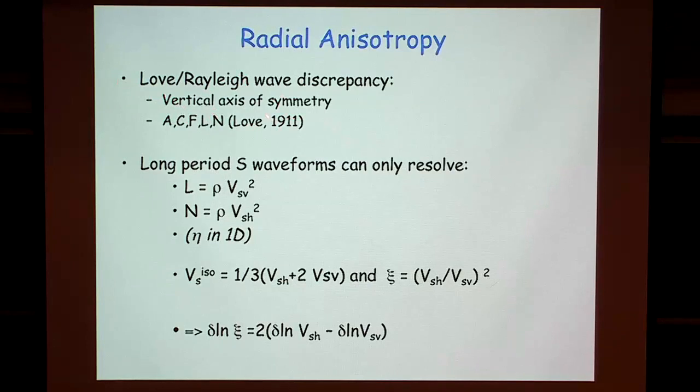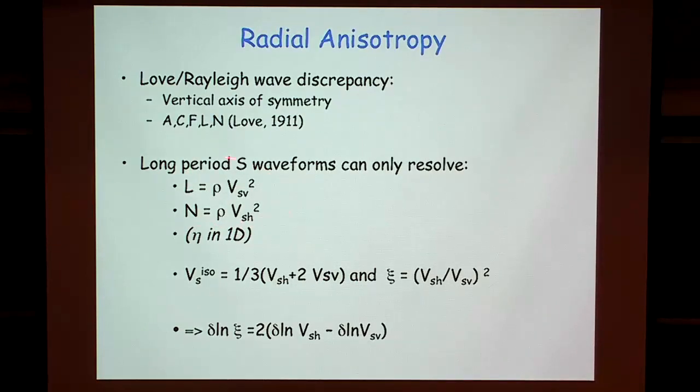In fact, we cannot resolve all of these with surface waves. They're primarily sensitive to shear waves, and to the 2 parameters L and N, therefore the SV and SH polarized velocities. So what we really can resolve is only 2 of these parameters. I put this in italics because in 1D we can resolve this parameter eta to some extent, but it's very difficult to actually resolve it independently in 3D.